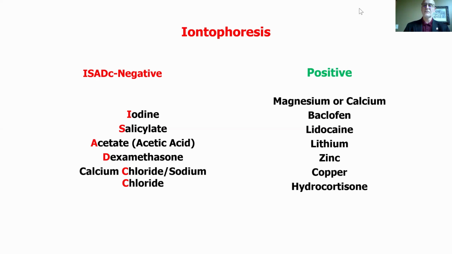I wouldn't memorize magnesium, baclofen, lithium, zinc. Well, I did talk about that with wound care. Copper. What we usually use with iontophoresis on the positive is hydrocortisone and lidocaine, and both of those are positive. But if you know your negatives, then you know the positives. So you really only have to know half. Whichever half you choose to know, that's fine. Then you know the other ones are the opposite of that.